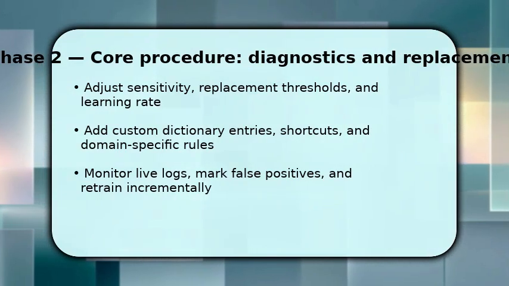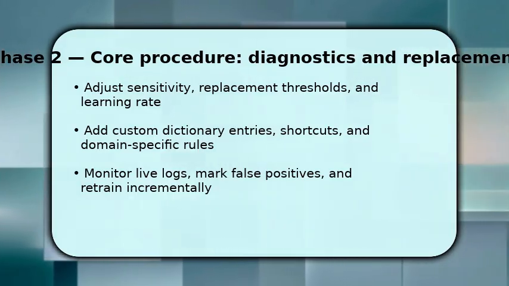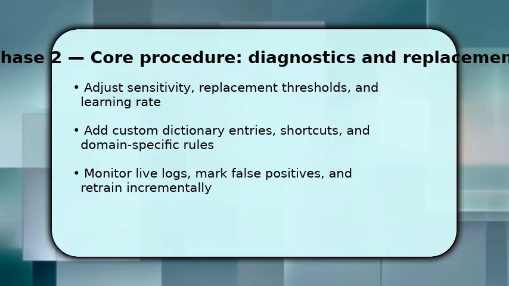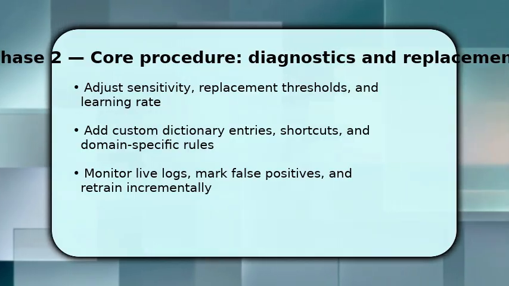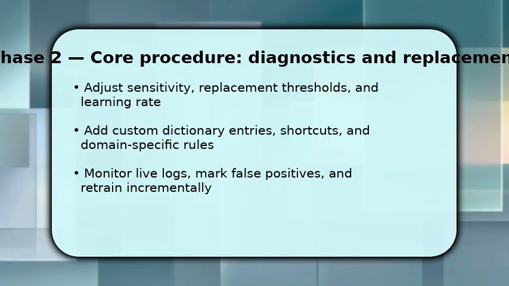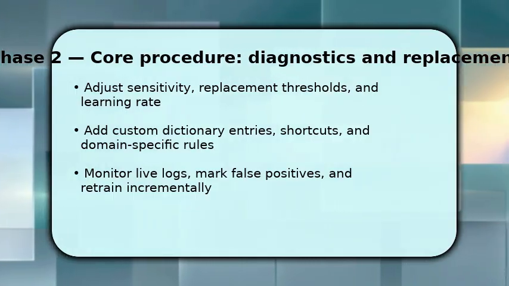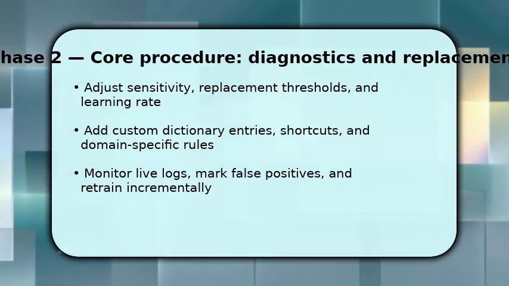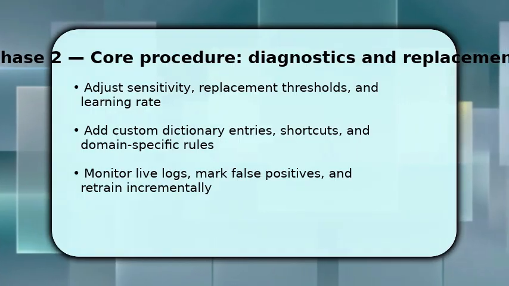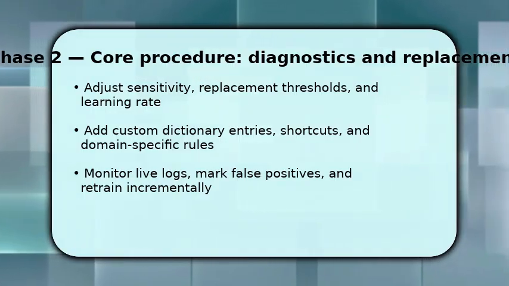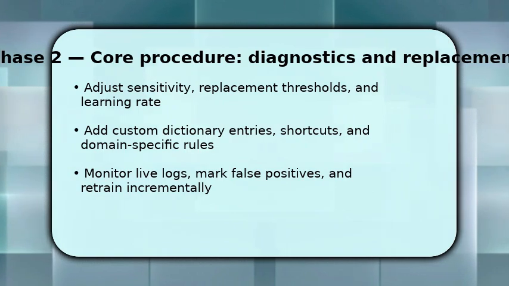Now you tune the core parameters to balance help and interruption: lower sensitivity to avoid overcorrections, raise the threshold for high-risk replacements, and set a moderate learning rate so changes persist. Add custom dictionary entries and shortcuts for names, acronyms, or jargon. Implement domain-specific rules that prefer certain spellings or formats. While typing, watch live logs, flag incorrect fixes, and retrain the model incrementally. By iterating these steps, you make autocorrect accurate without breaking your flow or context.